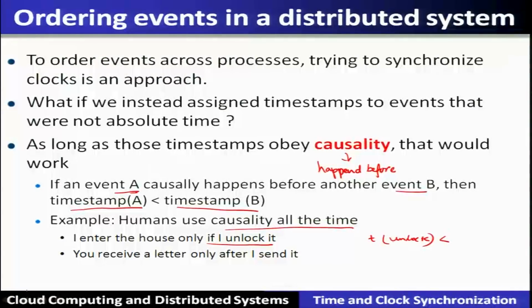So, for example, humans use causality at all points of time. Take the example that I enter the house only if I unlock it. That means the time of the unlocking event should always be less than the time when you enter the house. So, unlocking happens before entering the house.